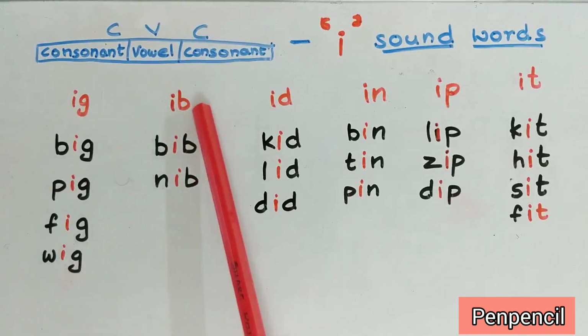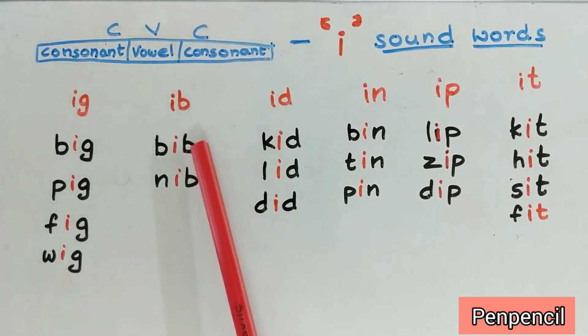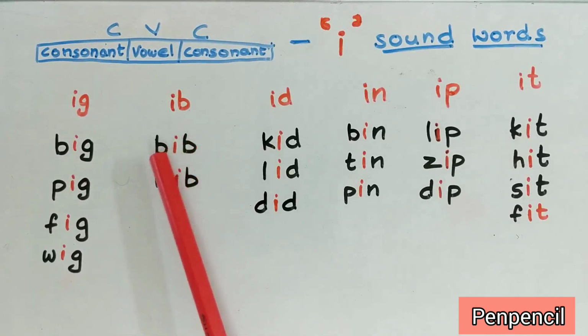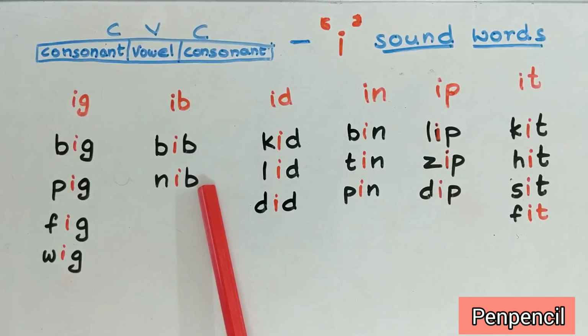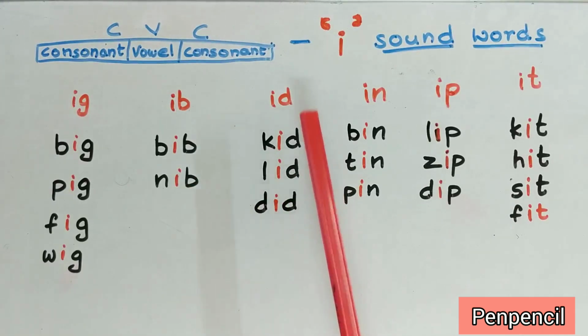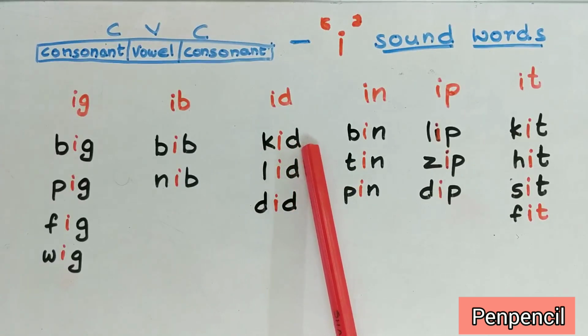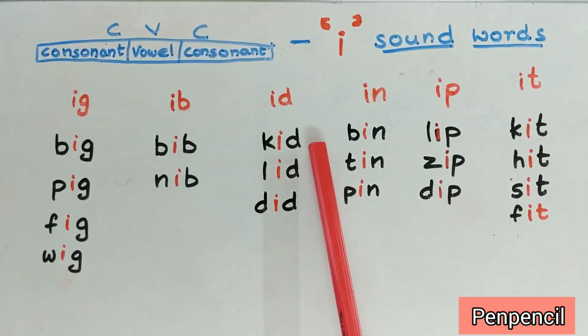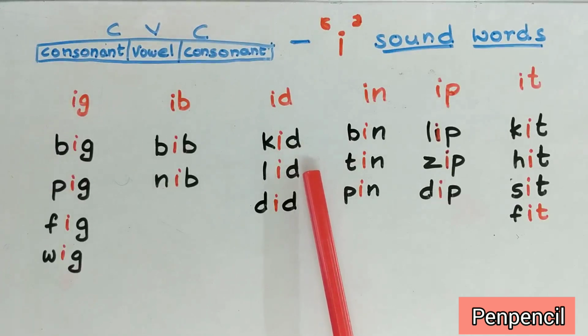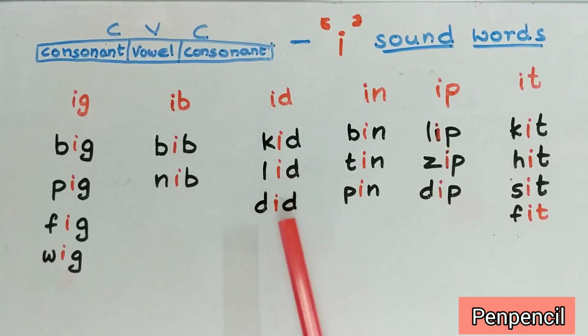Now we'll see IB sound words. B, I, B, bib. N, I, B, nib. ID sound words. K, I, D, kid. You're all kids. L, I, D, lid. D, I, D, did.